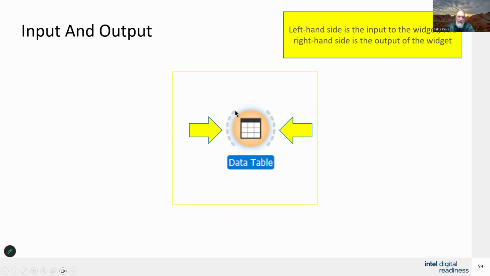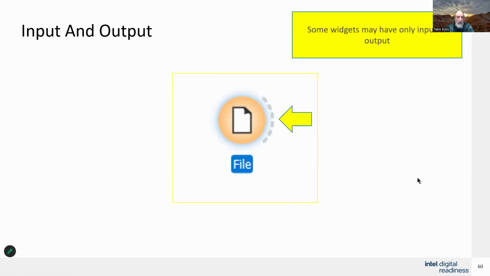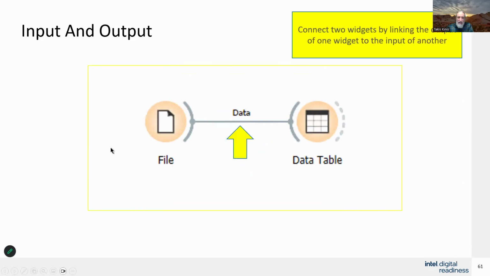So the left-hand side is the input side. The right-hand side is the output side. That's really what they're trying to show you. So some widgets only have input or output. A file, if we're bringing a file in, we're not feeding into it at this point. We're just extracting data from it, right? So that's why that one only has an output, right? Some have inputs and outputs. Some only have outputs. Some only have inputs, right? And it just depends on the kind that it is.